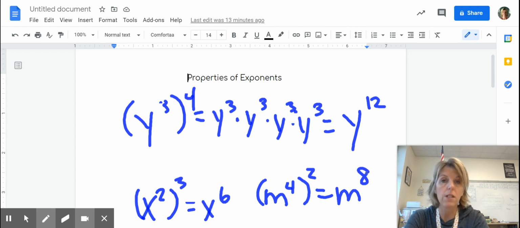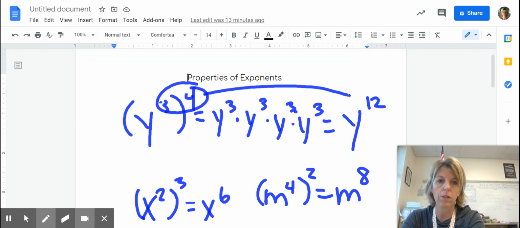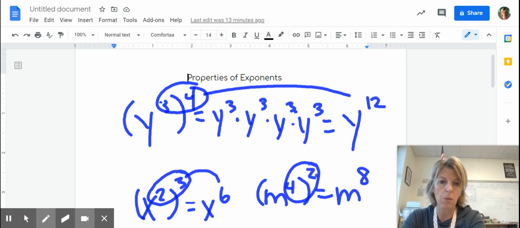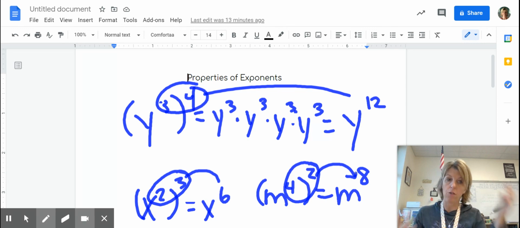See it? The rule is power to power. If you have power to power, boom, multiply. You're going to multiply the 2 exponents, and that's going to give you 12. Multiply the 2 exponents, it's going to give you 6. Multiply the 2 exponents, gives you 8. So if you have power to power, just multiply the 2 exponents together, and that gives you a new exponent. And that's it. That's all there is to it.